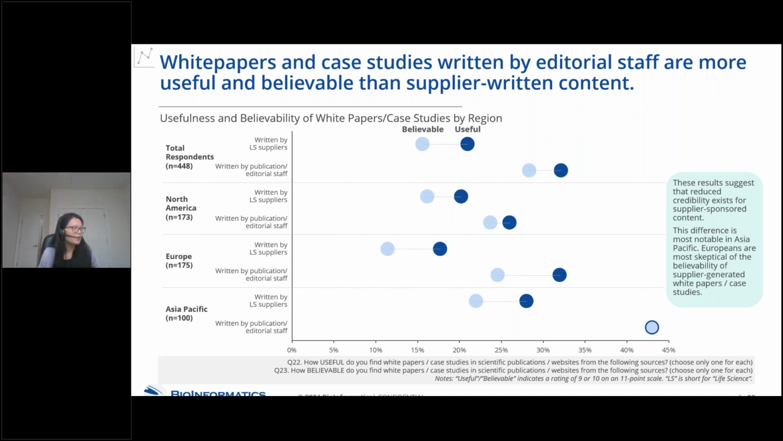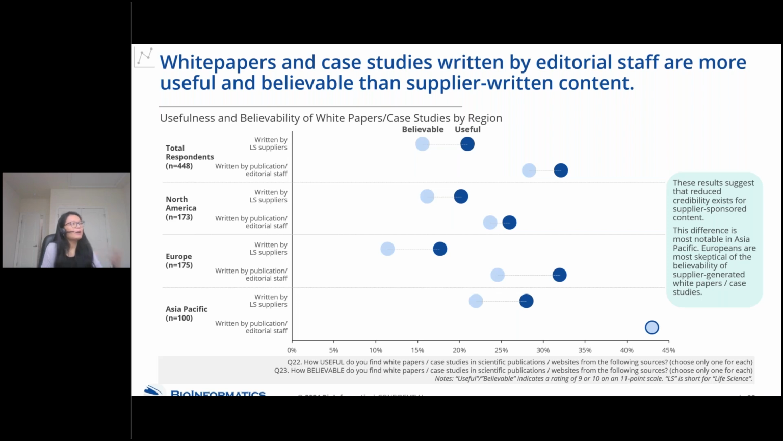We also evaluated how respondents perceive the usefulness and believability of certain types of content that's currently available in scientific publications and websites. And so here we looked at the percentage of respondents who indicate that this content is highly useful or highly believable when it's written by life science suppliers or if it's written by publications and editorial staff.